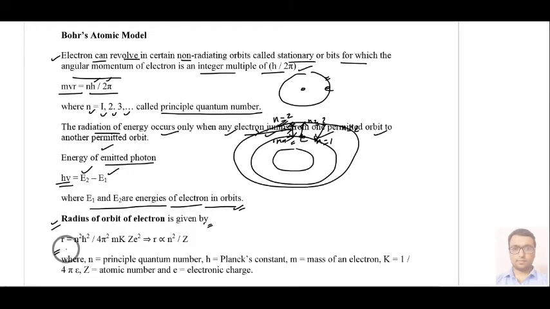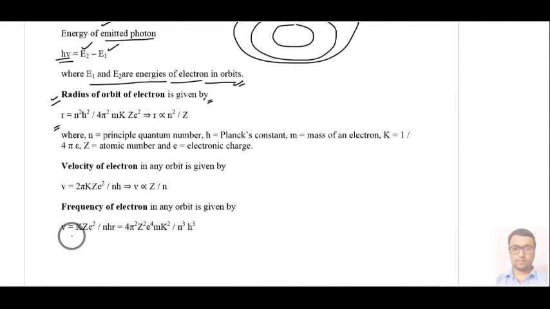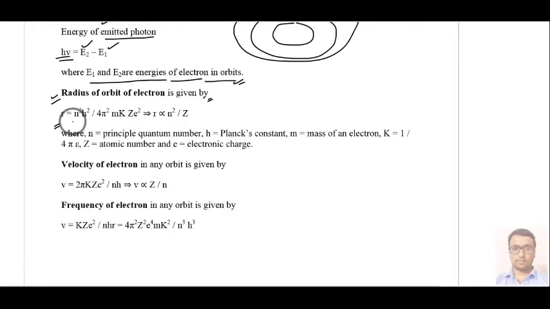That radius is given by the following expression: r equals n square, that is the number of the shell, into h square upon 4 pi square m into k into z square. Now understand, k is one constant, 1 upon 4 pi epsilon naught. z is the atomic number, e is the electronic charge, and h is Planck's constant. So by this expression we can calculate the radius, or we can say the radius will be proportional to n square upon z.